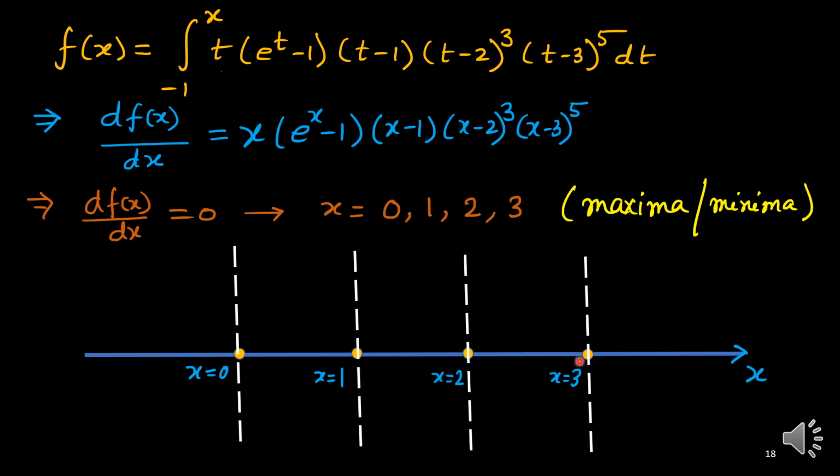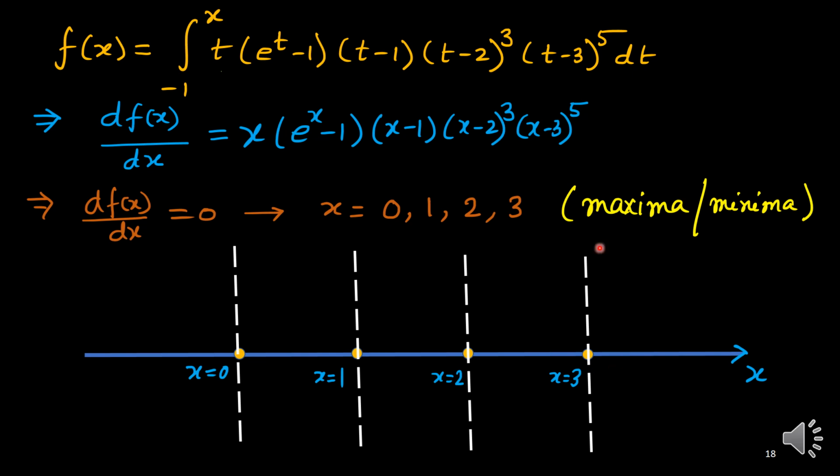Now these 4 points will divide the entire range of x from minus infinity to plus infinity into these zones: minus infinity to 0, 0 to 1, 1 to 2, 2 to 3 and 3 to infinity. Now if I consider one point on the right side of 3, suppose x equal to 4, that point will be on the right side of all the points, right?